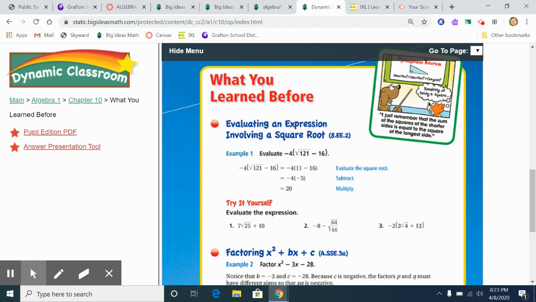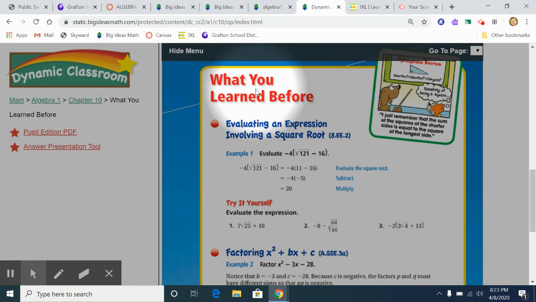So I decided instead of getting into something super new, like starting 10.1, I'm actually going to have you guys take sort of a pre-test for chapter 10 on something that you've learned in the past. That's all we're going to do today. I'm going to run through a couple examples of what you learned before, from your textbook here. This is a skill that you guys are going to need in order to be successful in chapter 10 anyway. So let's make sure we know what we're doing, with evaluating an expression that involves a square root.